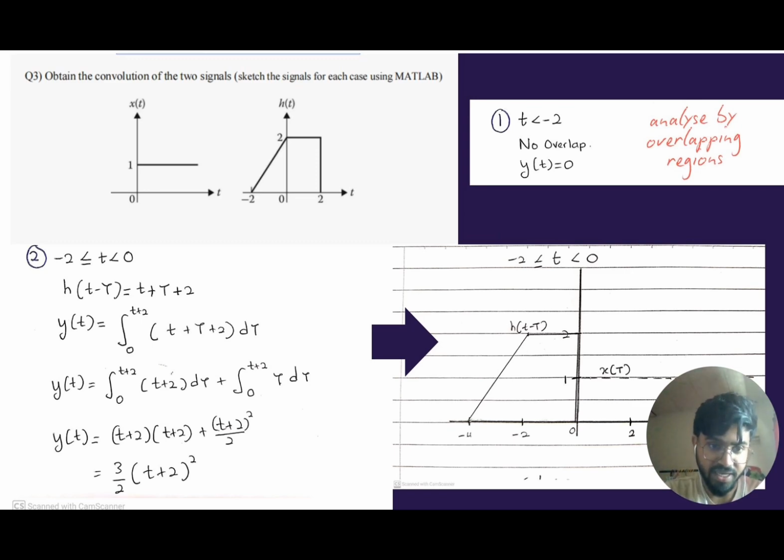And the second case, -2 less than or equal to t and t less than 0, overlap occurs in the ramp section h(t minus tau). So when we solve the integral, we get 3 over 2 times (3 plus 2t) to the power of 2.